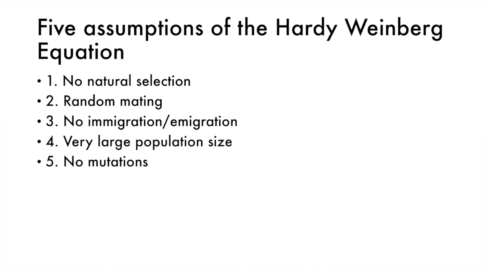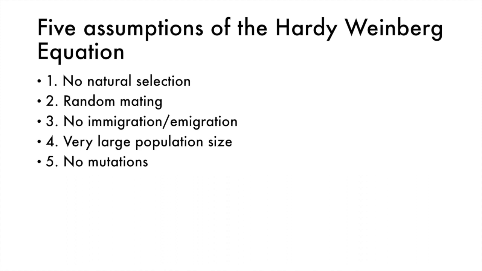Rule 3, no immigration or emigration. Nobody could come in. Nobody could leave. You couldn't add any, because that would throw off the numbers. That would throw off the frequencies. Just some schmo off the street, some schmo flower comes in. It's going to change your numbers.